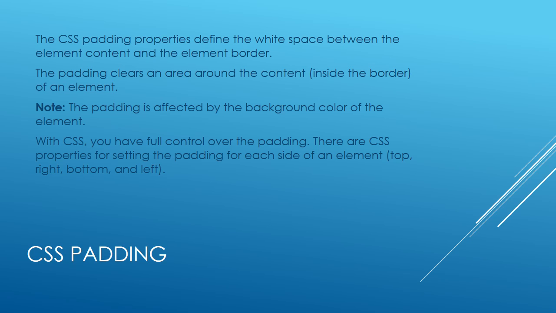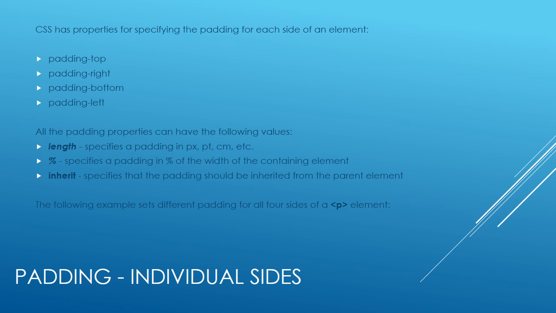Note: the padding is affected by the background color of the element. With CSS, you have full control over the padding. There are CSS properties for setting the padding for each side of an element: top, right, bottom, and left. CSS has properties for specifying the padding for each side of an element: padding-top, padding-right, padding-bottom, padding-left. All the padding properties can have the following values.